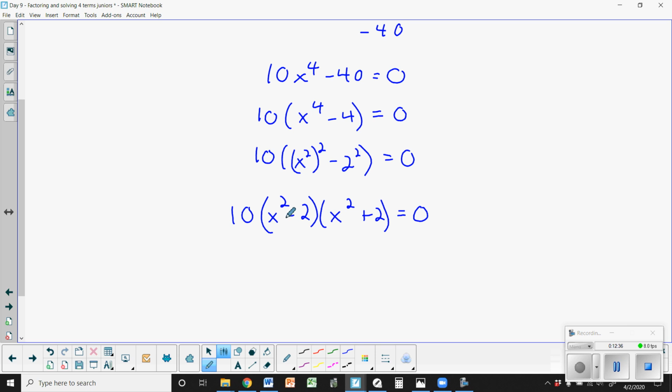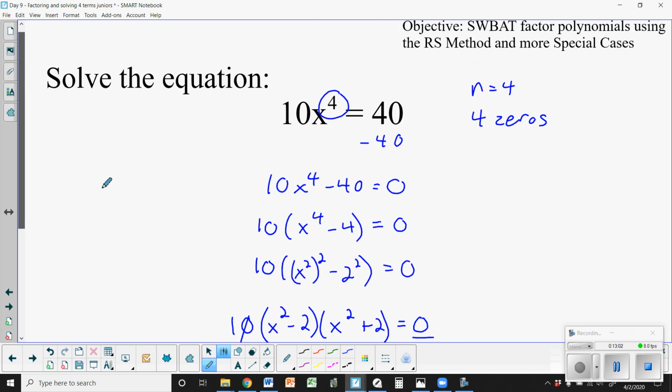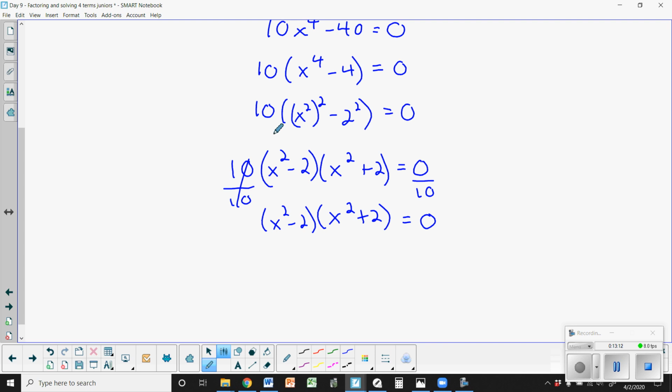So let's set these parts with x equal to 0. If we divide both sides by 10 right now, notice what happens here. 0 divided by 10 still stays 0. And 10 divided by 10 becomes 1, so that just cancels out. So we really have x squared minus 2 and x squared plus 2. We could have done that at the very beginning. Instead, we could have just divided the whole thing by 10, and that would have canceled out, and that would have turned into a 4. We didn't, but we can get rid of it now.